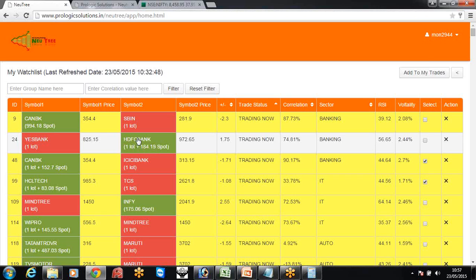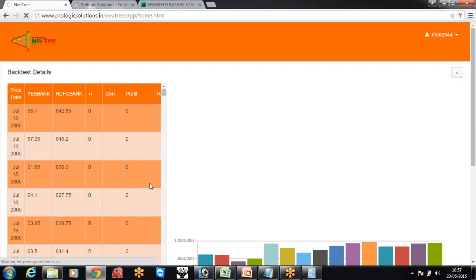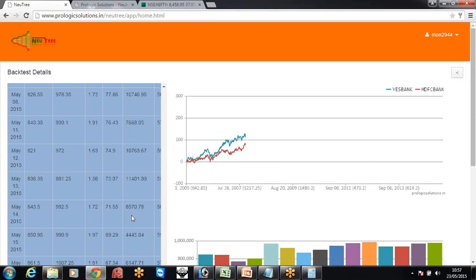Then your turnover on HDFC Bank and Yes Bank will be equal. Then only you enter the trade. So that is how it happens. These calculations will automatically come to you. You don't have to sit and calculate how much to buy and how much to sell.